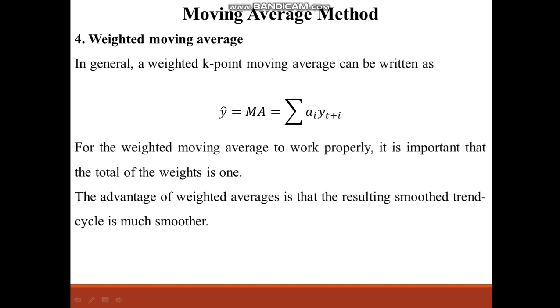The weighted k-point moving average in general can be written as y hat equals the moving average, which is equal to the summation of a_i multiplied by y(t+i). For the weighted moving average to work properly, it is important that the total of the weights is 1. The total of the weights is equal to 1. The advantage of the weighted moving average is that the resulting trend cycle is much smoother.